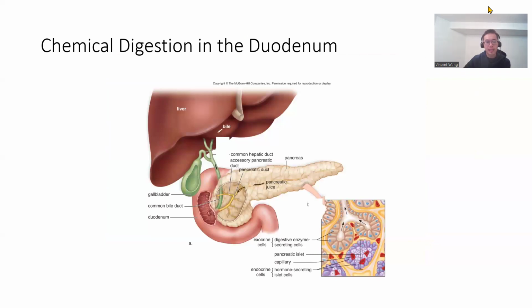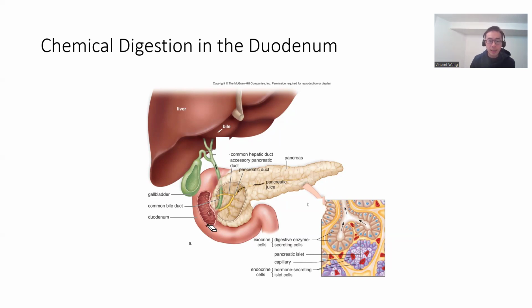Chemical digestion in the duodenum. Remember the 3 parts of the intestine: duodenum, jejunum, and the ileum. The duodenum is where most of the digestion takes place. Once you get past the duodenum, most of the things will be digested by that point. And then the jejunum and the ileum, that's where absorption is going to take place.